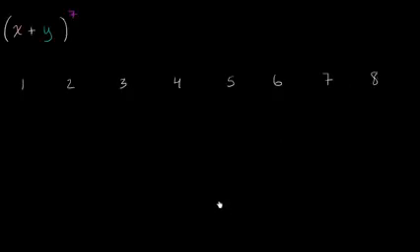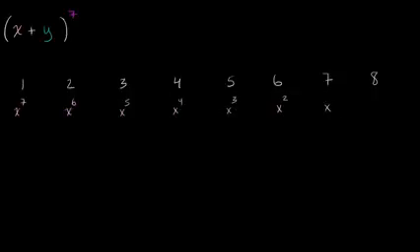Now let's write out the actual x's and y's. So the first term we're going to start with x to the 7th power. Then each term after that, our power on the x goes down by 1. So you go x to the 6th, x to the 5th, x to the 4th, x to the 3rd, x squared, x to the 1st, we could just write that as x, and this is going to be x to the 0, which is just going to be 1.